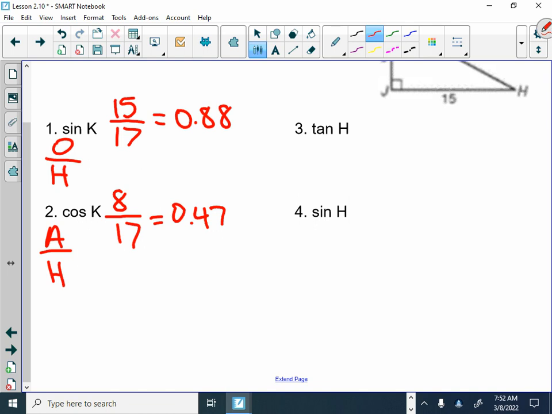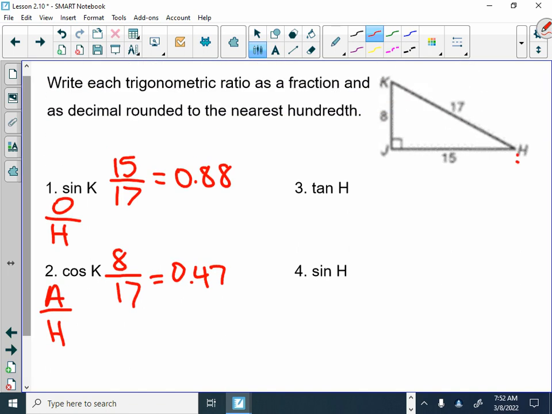Alright. Tangent of h as a fraction. Is it 8 over 15 or 15 over 8? 8 over 15. Okay? I need the opposite of h, which is 8, divided by the adjacent, which is 15. And then as a decimal, I believe that's 0.53 repeating, the 3 repeats.